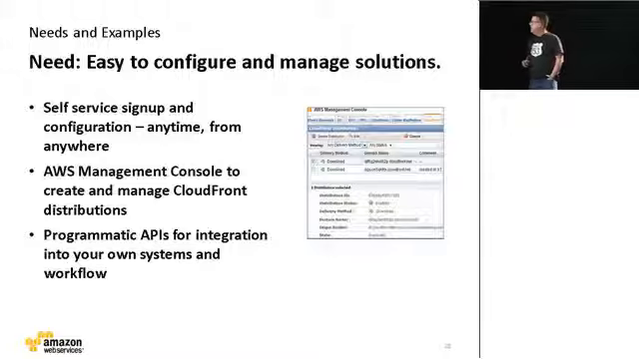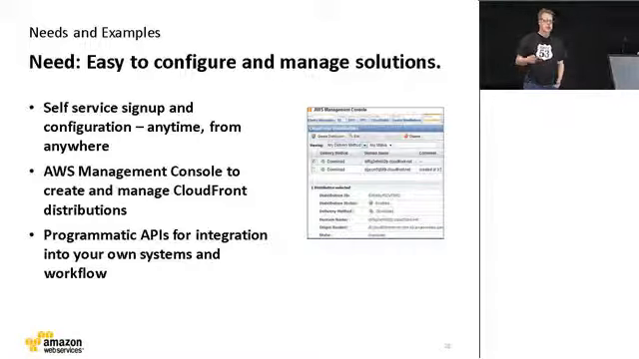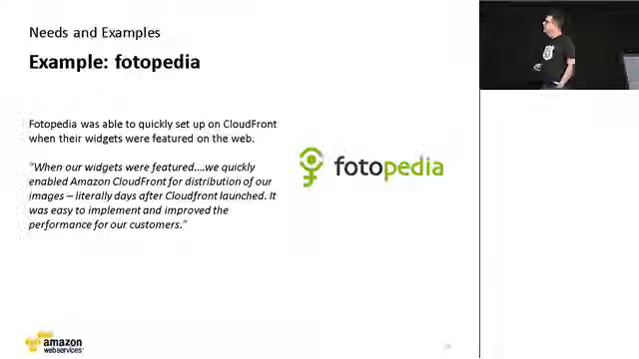Easy to configure, easy to manage. A couple of options here. The AWS Management Console is a great user-friendly way to configure CloudFront. But we also have programmatic APIs, so what Deepak was talking about on the EC2 side is equally true here for CloudFront. You can integrate this into your own workflow and into your own systems to make changes to your content or your distributions. Fotopedia is an example who were able to get out just days after we'd launched CloudFront back in 2008. At that point, all we had was the API, so they were able to integrate this into their systems.